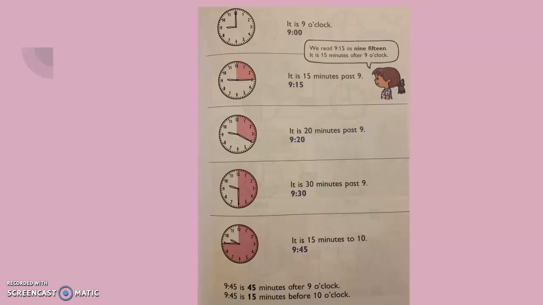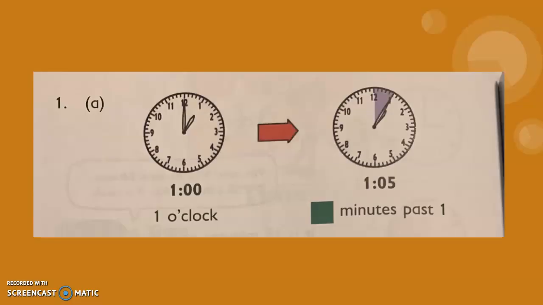So down there at the very bottom of the page, it says 9:45 is 45 minutes after 9 o'clock, and 9:45 is 15 minutes before 10 o'clock. Okay, so keep that in mind as we are looking through these clocks. Okay, you all can turn the page now to page 62, and I only have number 1 up on the screen.